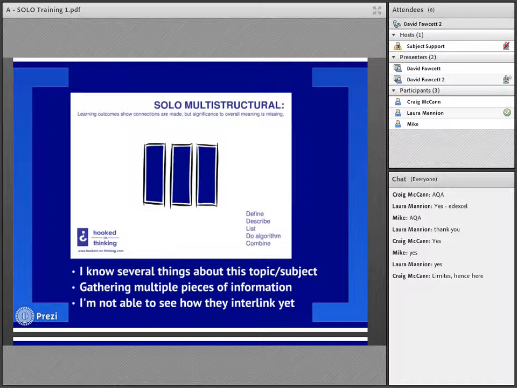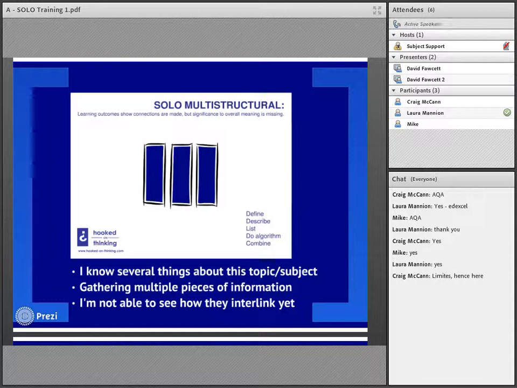The next stage. A lot of people misuse this stage and skip it as quickly as possible because they want to get to the higher levels of the taxonomy. But I believe, and it's not just me, there are a lot of people out there who think that the multi-structural stage is one of the most important stages in SOLO, and you shouldn't try to zip past this.